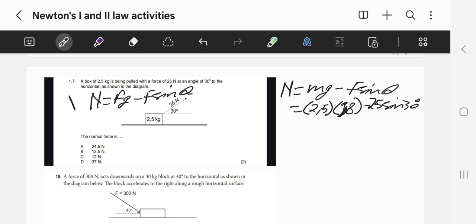When we go to our calculator guys, we'll say 2.5 multiplied by 9.8 minus 25 sine 30 degrees, and the value we get is 12, as you can see. So let's see which answer we have. So this means our answer is going to be what? It's going to be C, because we are getting 12 newtons. So that's how you treat this question guys. Let's move on to the next one.